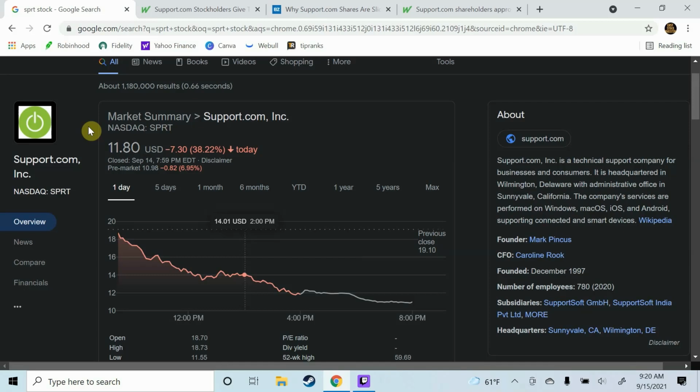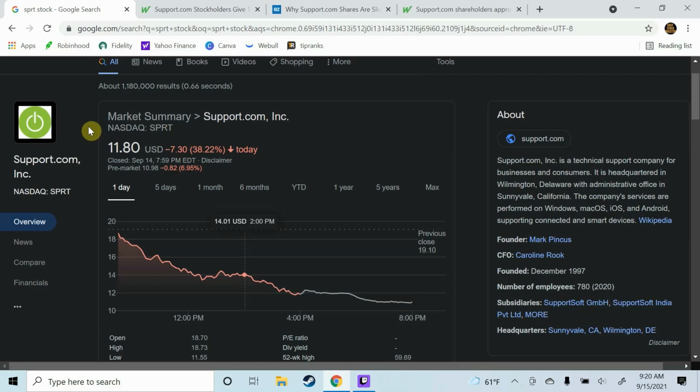However, I cannot sit here and intelligently tell you guys that support.com stock is a good buy, or that you need to hang on to this one. Because honestly, I believe the ship has sailed on support.com stock. I would not fault anyone that takes profits or cuts any losses with support.com stock at this point in time.